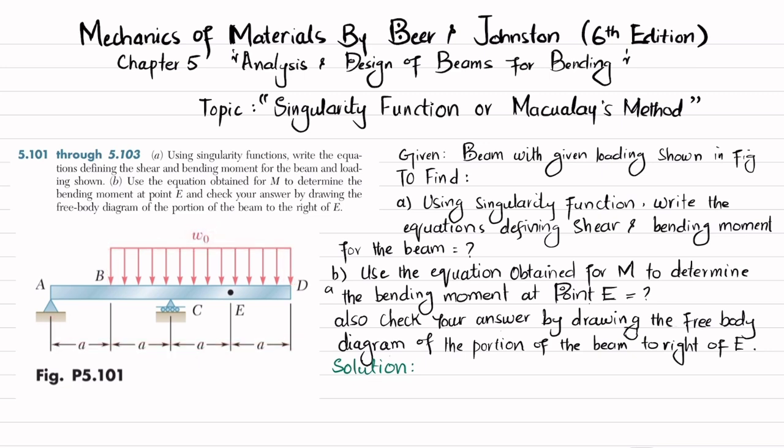Clear? So what we have to find is that using singularity function, we will write its shear and bending moment equation, and then from the bending moment equation, we will find the bending moment at point E. So for x equal to 3a, we will find the bending moment. And then at the end, drawing the free body diagram of the portion of the beam right of E. So this is the right side of the point E. So we will find this bending moment by using the section at the right side. So let's start with the solution.